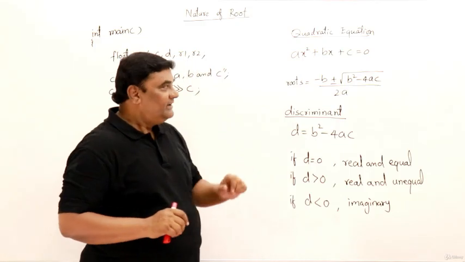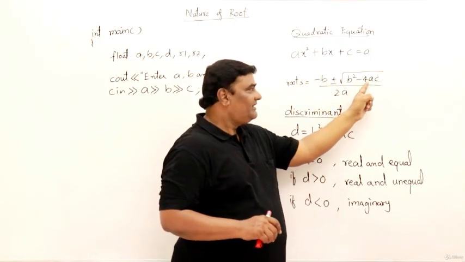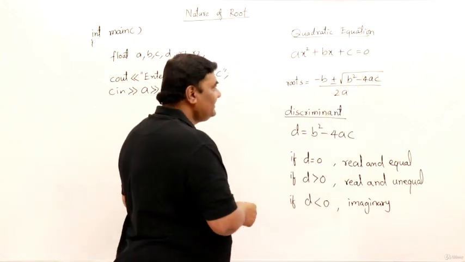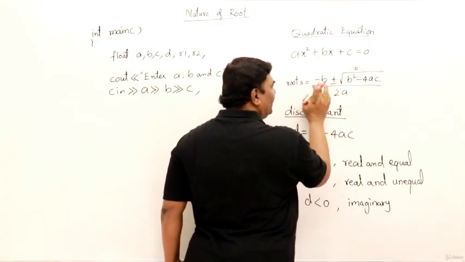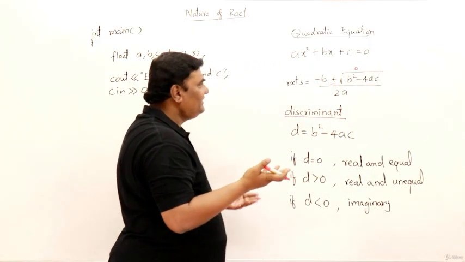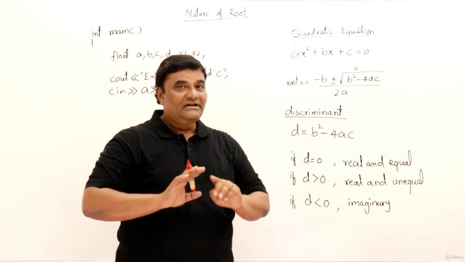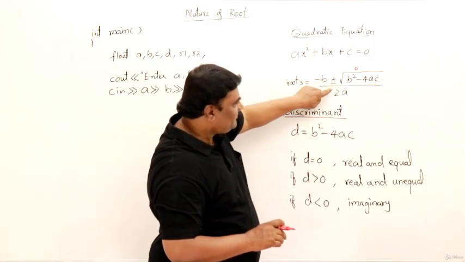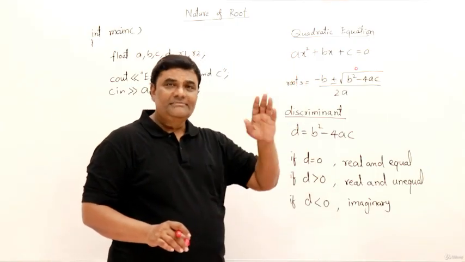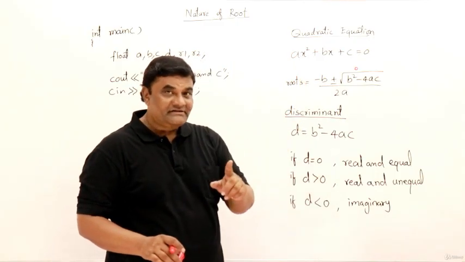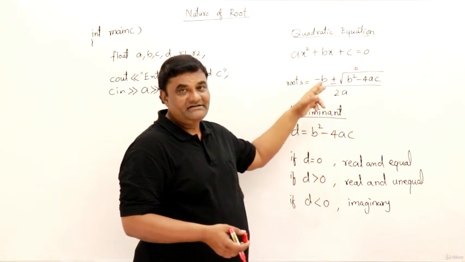Now let us come to the point. Inside this root, if b square minus 4ac becomes 0, if this whole thing is 0, then what happens? Minus b plus 0 or minus b minus 0, it's the same thing. So 0 has no value. Whether you take plus or minus, you get the same answer. What is that? Minus b by 2a. So both the roots are the same, because if you take plus 0 you get the same answer, minus 0 also the same answer.